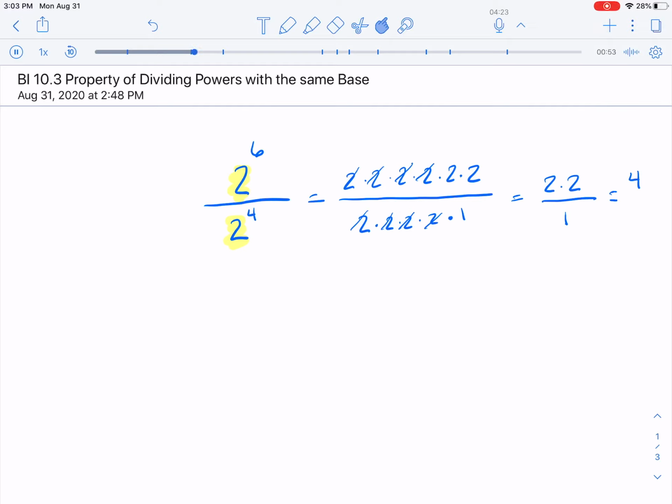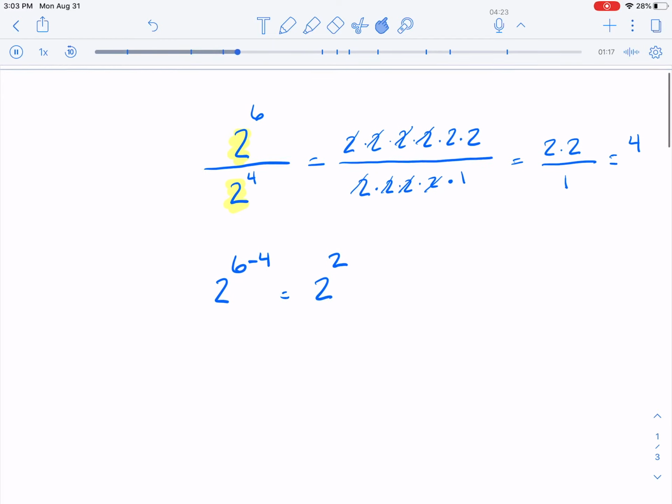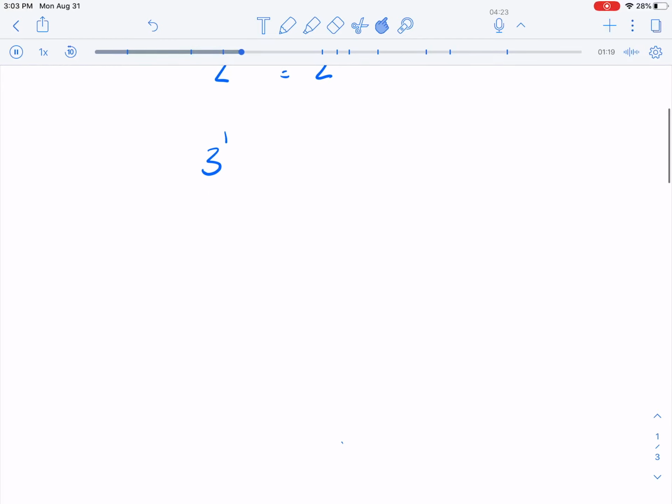There's an easier way to simplify this power when you have dividing powers with the same base. We could have written 2 to the 6 and then made this a minus 4, which is equivalent to 2 squared. This property comes in handy, once again, with dealing with larger exponents, such as, let's say we had 3 to the 10th power over 3 squared.